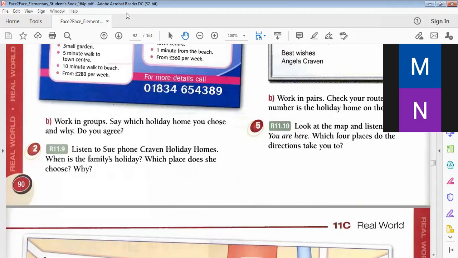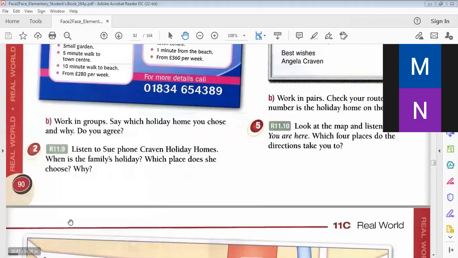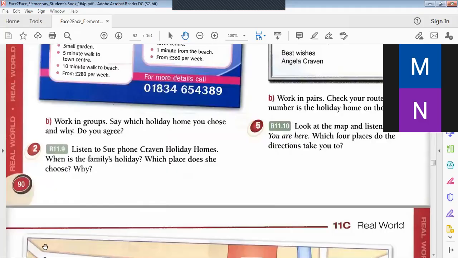Okay, so let's do the listening. Let's listen to question number 5, and let's find out. Okay, so this is CD3, I think. 11.10. So let's find out.